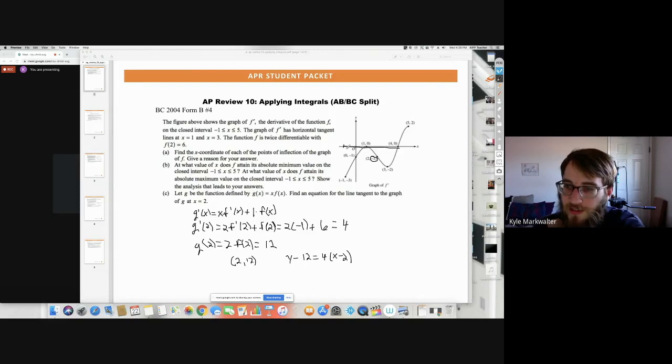So as long as this graph is down here, that means f is decreasing, which means the minimum has to be over here at 4. That could also help if you were stuck.